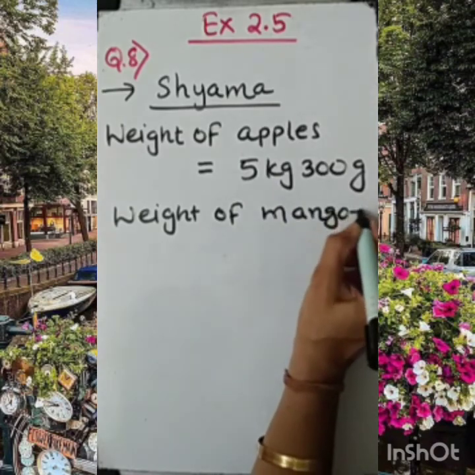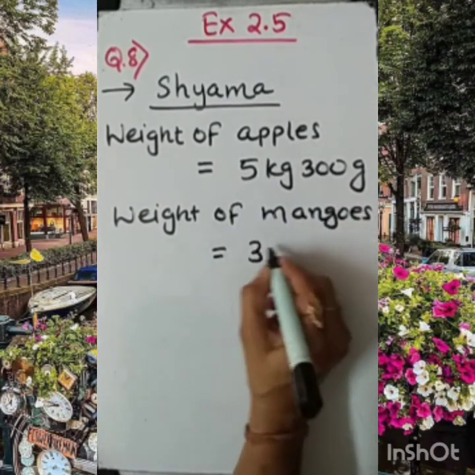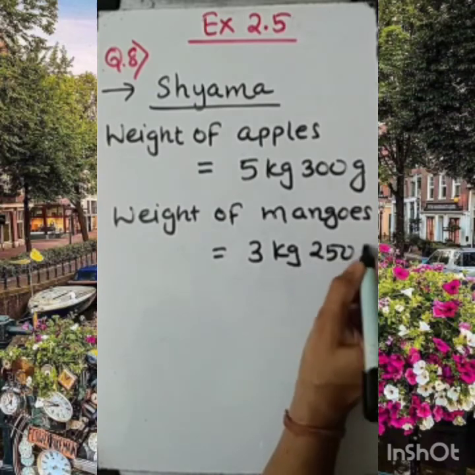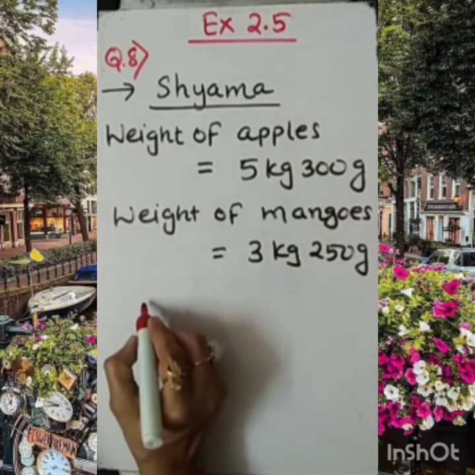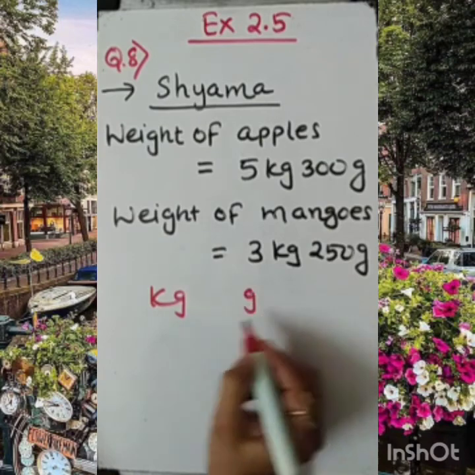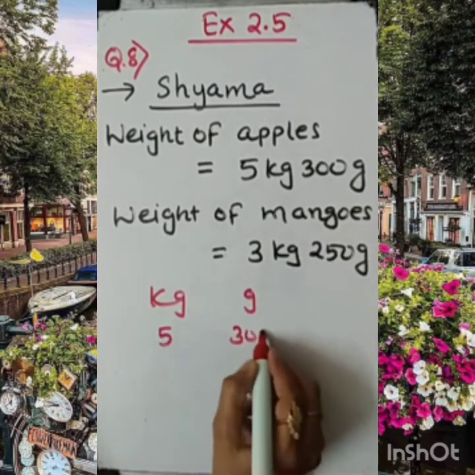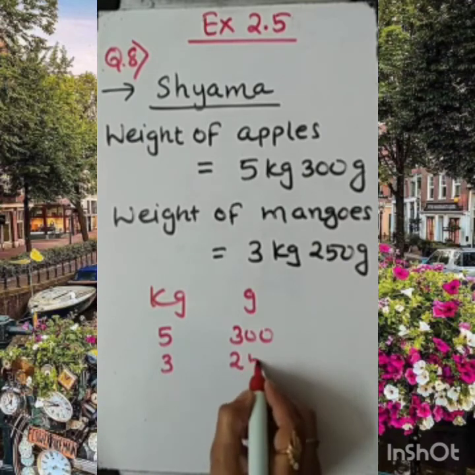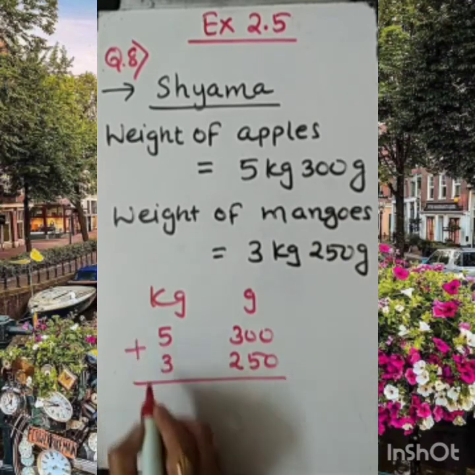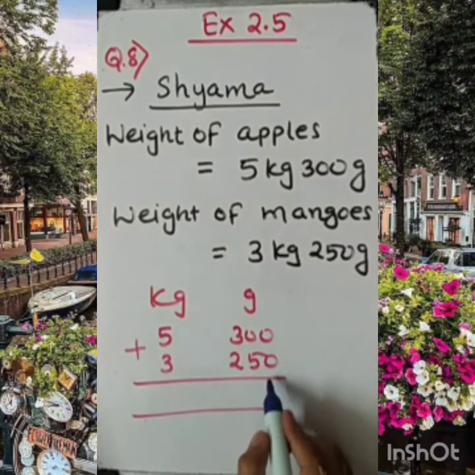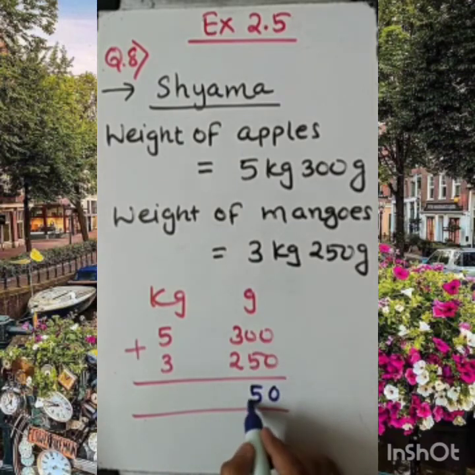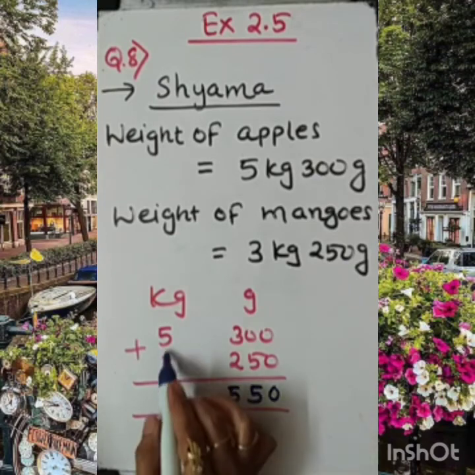Please note down, the weight of mangoes we are given in the question, 3 kg 250 gram. Now we need to add the total weight of fruits, so you can mention kilogram and gram. So 5 kg 300 gram, 3 kg 250 gram. We are adding both of these weight values. I am going to add: 0 plus 0 is 0, 0 plus 5 is 5, 3 plus 5 is 8.